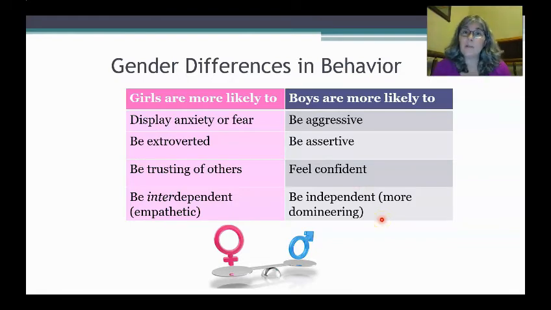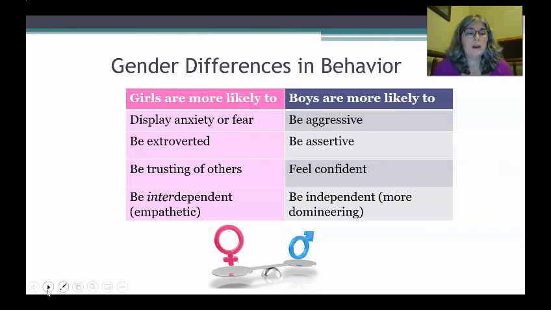And then down here, boys tend to be more independent. So over here, I said girls were interdependent. So that means they are concerned about how their actions affect other people, and they worry about other people's feelings in regards to their behaviors. Boys tend to act independent of that, so they typically aren't as concerned with their effect upon other people or other people's feelings. They might appear more domineering.